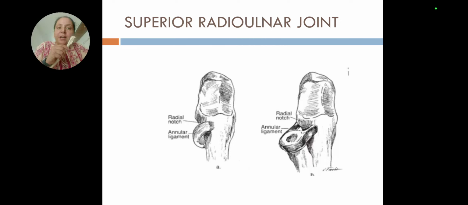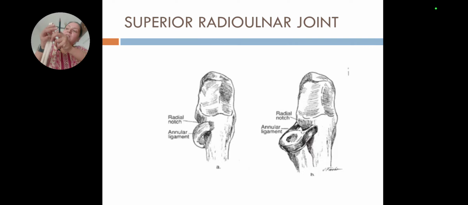You can see over here the radial notch is there, and the radial notch is where the head will go and sit. So here the head is, you can see, a convex structure, whereas the radial notch is a concave structure. Fine. The notch is the concave structure, whereas the head is the convex structure. Fine. So here is the notch, and here you also see another structure called the annular ligament.